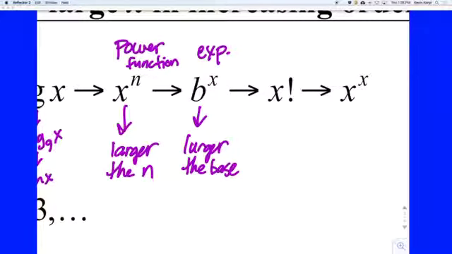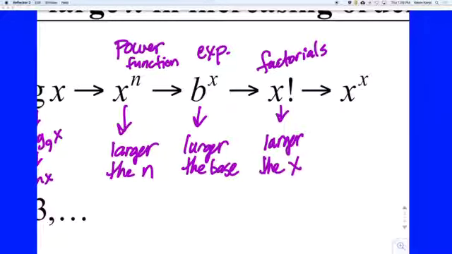Growing faster than exponentials are your factorials. Yeah, factorials grow faster than exponentials in the long run. And again, they have their own hierarchy here. The larger the x, the faster they grow. But what grows faster than factorials? The queen of all growth, the aleph function. Okay, the x to the x. They kind of trump everything, right?